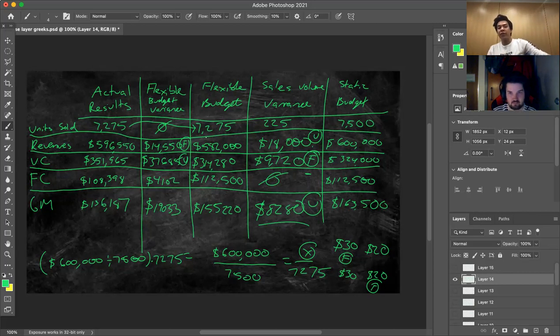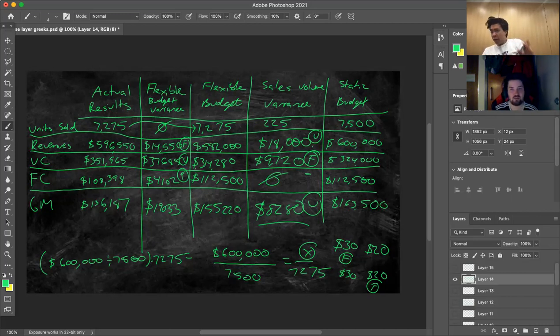You want to give it a try for fixed costs? I'll give you 30 seconds to think about it. Would this one be favorable? Yeah, because you're spending less. Okay, I get that now. That makes sense. What about the GM? Let me take a look. That would be favorable.